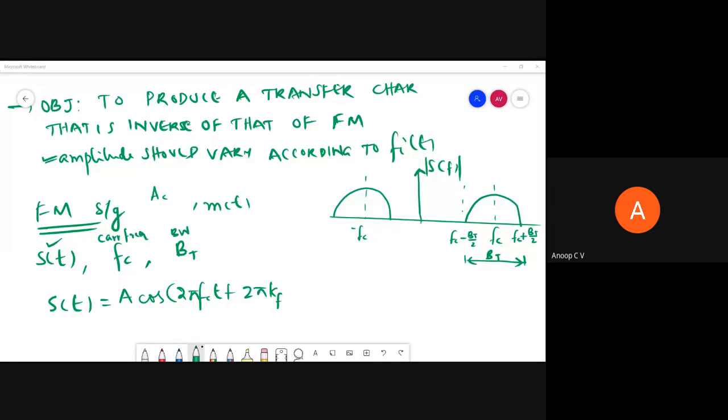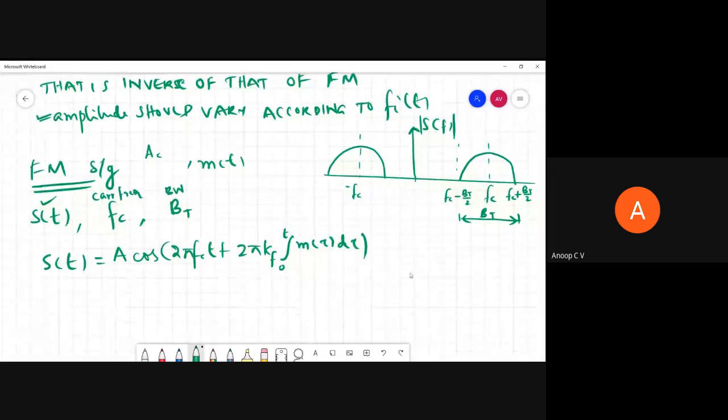Yes, exactly, Samar. Thank you. So it is integral from 0 to t of M of tau d tau. So this is our S of t. This is what we have to start with. So S of t has this time domain form, and it will have frequency content from FC minus BT by 2 to FC plus BT by 2. So this is our initial assumption.